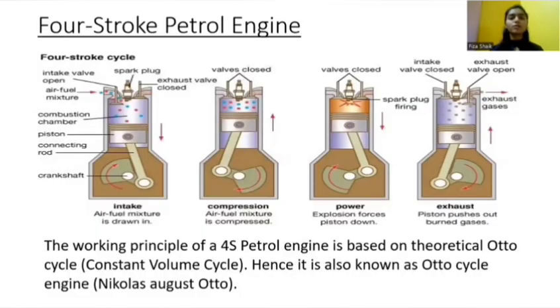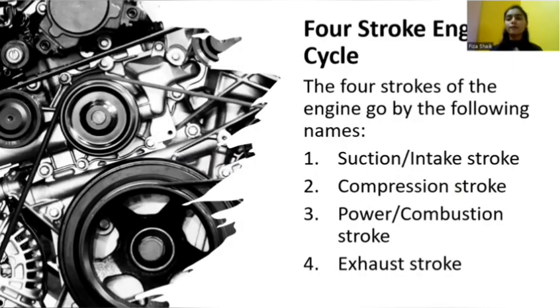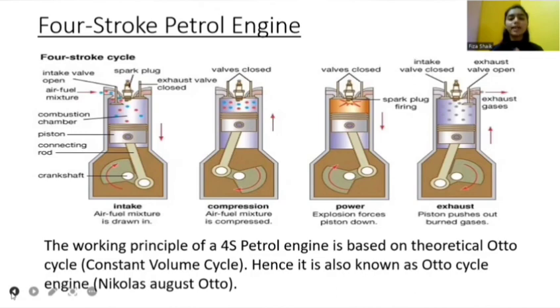So, coming to the four-stroke petrol engine. The working principle of a four-stroke petrol engine is based on the theoretical Otto cycle. The four strokes of the engine go by the following names. The first is the suction or intake stroke, then the compression stroke, the power or combustion stroke, and the last is the exhaust stroke. Here is the diagram of all the different strokes present in the four-stroke petrol engine.